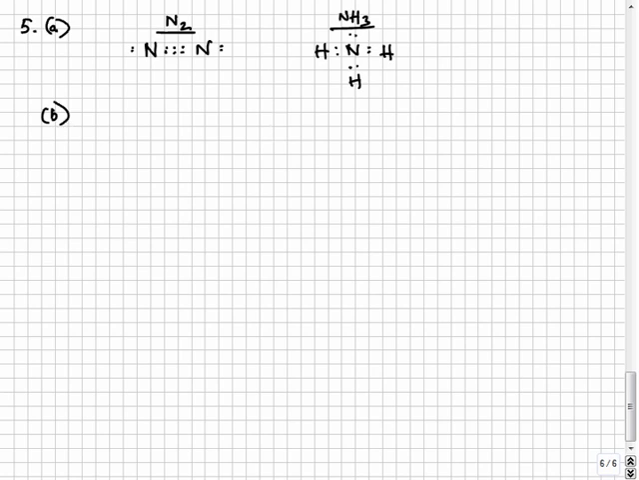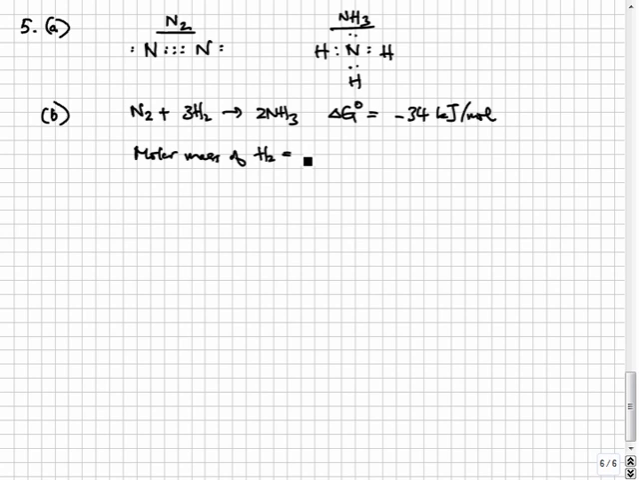B. The delta G0 per mole of the reaction is minus 34 kilojoules. We need to calculate how many moles of the reaction has occurred. The molar mass of H2 is 2 times 1.008 equals 2.016 grams. The number of moles of H2 used is mass divided by molar mass, equals 5.95 moles.